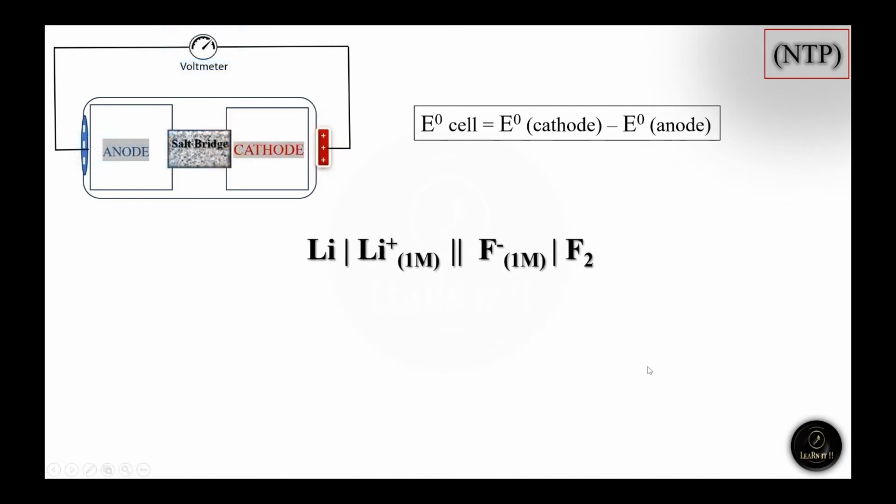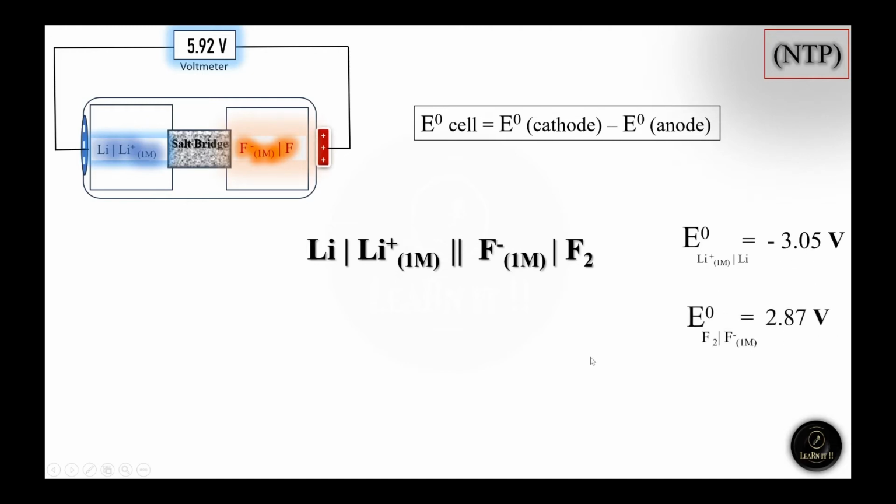So let us take a cell made up of a lithium anode and a fluorine cathode. Lithium is at the bottom of the electrochemical series and fluorine is at the top. When we connect both these electrodes, the voltmeter shows a reading of 5.92. We know that E naught of the lithium electrode is minus 3.05 volt and of fluorine is 2.87. So E naught of the cell can be calculated by the formula, which gives the value 5.92, which is equal to the practical value.